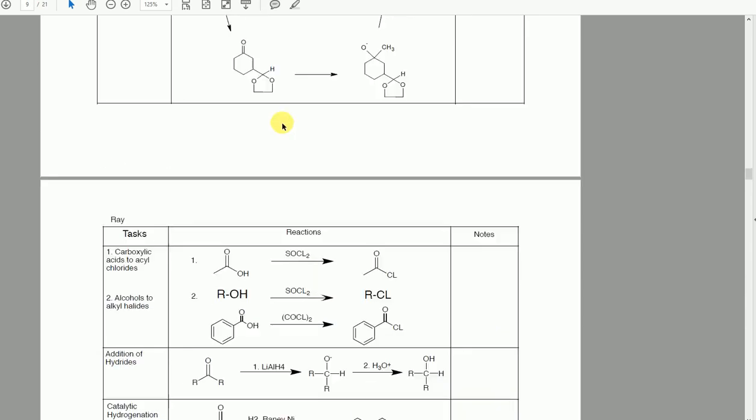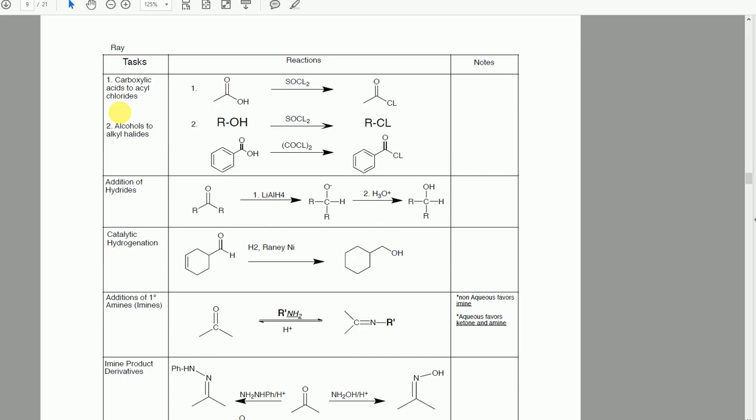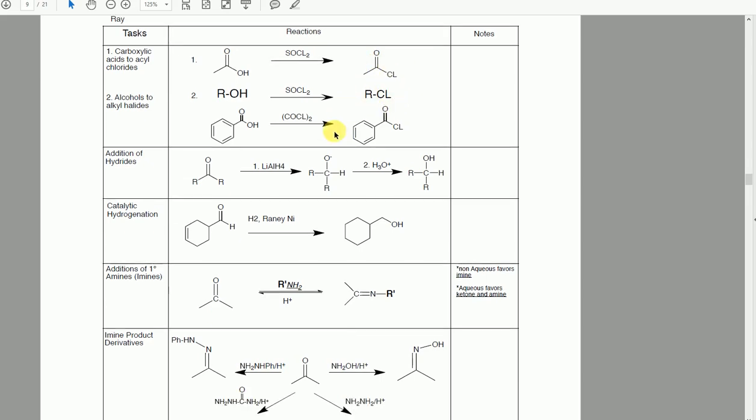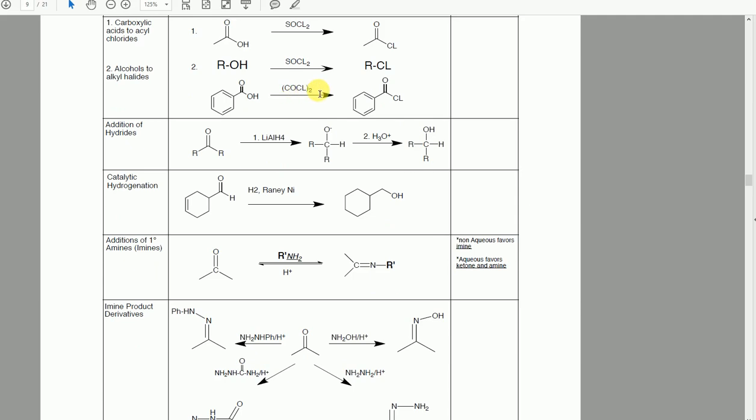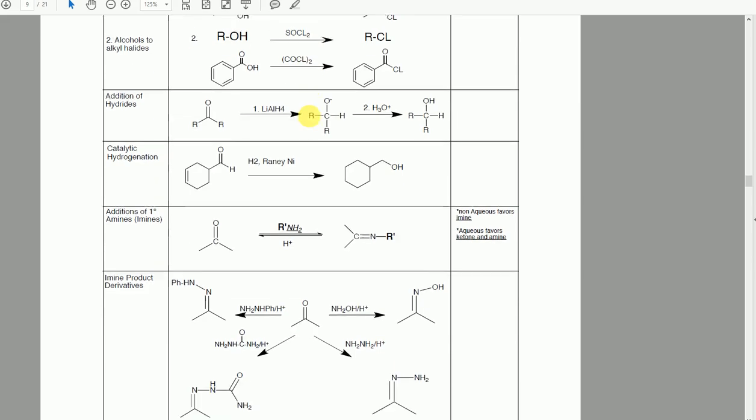All right, so now I'm just going to go over the reaction sheet, because I'm not going to show everything. Okay, so this is just turning types of alcohols into, switching an OH with a chlorine. So SOCl2 is how we convert a carboxylic acid into an acid halide, or in this case, a particular acid chloride. You can also use COCl2. More commonly than not, use SOCl2.